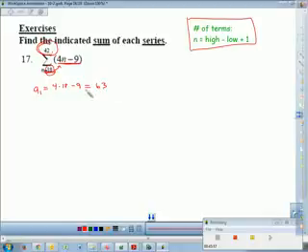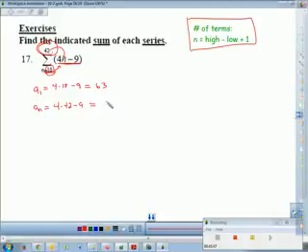Then I'm going to do this. I'm going to say the nth term, which would be like the last term in my situation, would be when I got 42 right there. So 4 times 42 minus 9. I just put 42 in for n, which is how much?